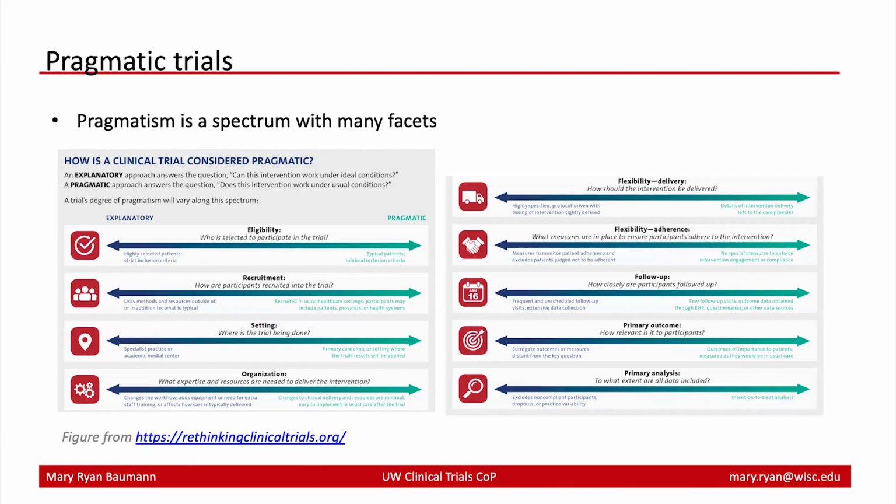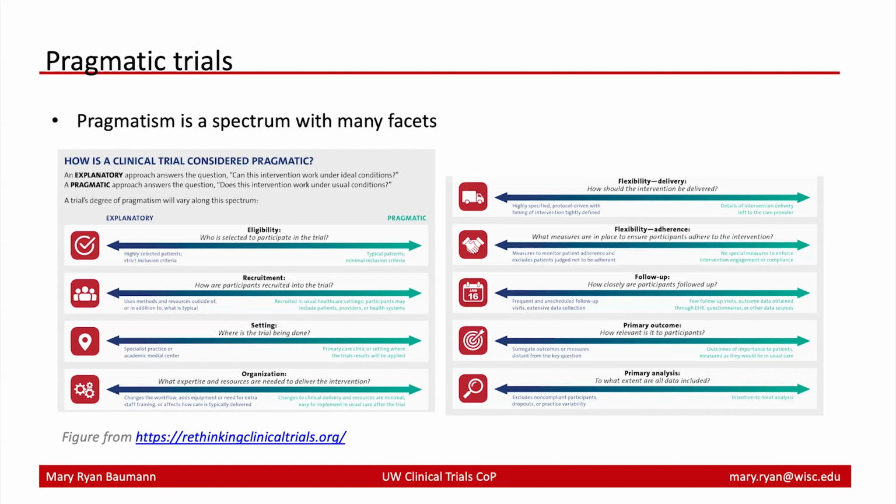manner. Whereas on the more pragmatic side, we're tending toward more typical patients. Typical patients have multiple comorbidities. Typical patients can include special populations. And so on the more pragmatic end, we tend to move towards very minimal inclusion criteria. But there's also a gray space in between.